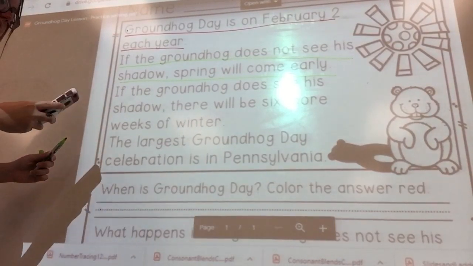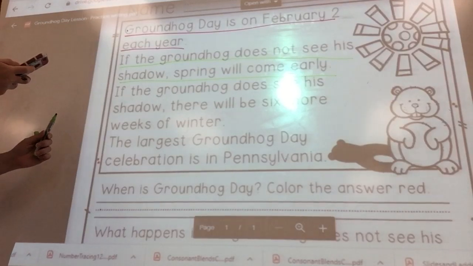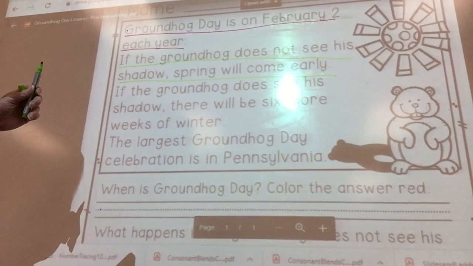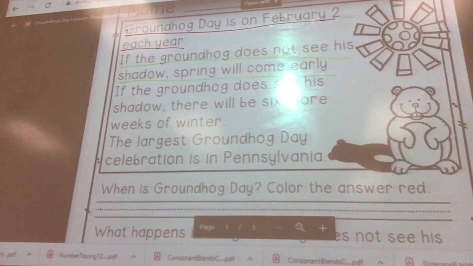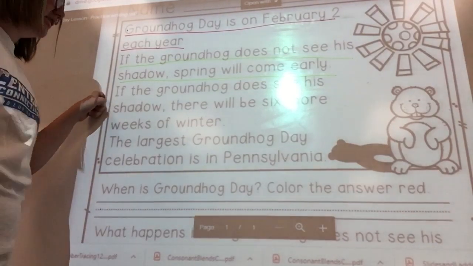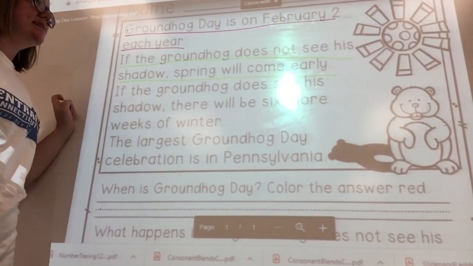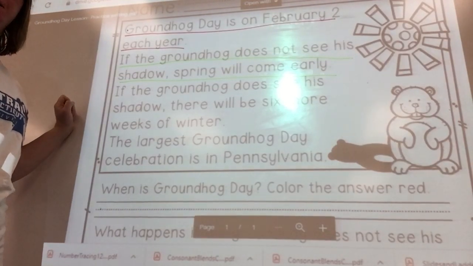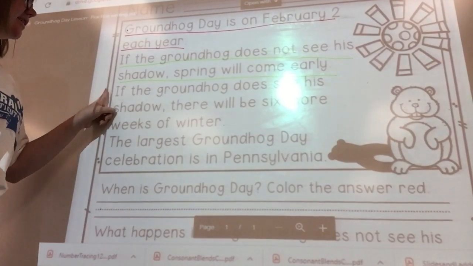Now, let's read question number 3. Question number 3 says, what happens if the groundhog does see his shadow? Color the answer purple. And unfortunately I don't have purple, so I'm just going to use blue instead. And that's okay if you get to your article and you don't have a particular color too. So a question was, what happens if the groundhog does see his shadow? Do you think we might find out that information in the next sentence? Let's read on to see.